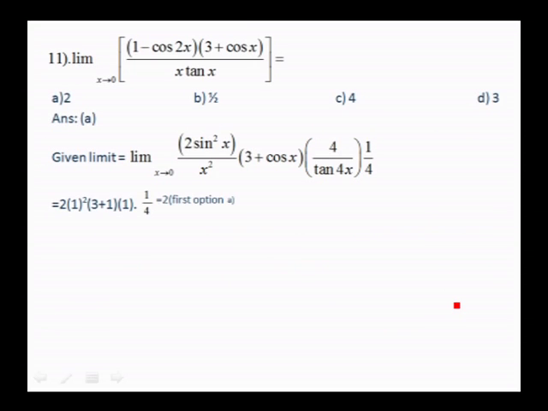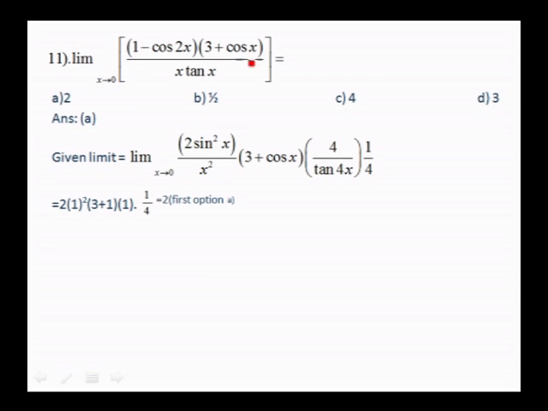Coming to the problem number 11, it is limit x tending to 0 of 1 minus cos 2x into 3 plus cos x over x tan x. So here, in the given limit, 1 minus cos 2x can be written as 2 sin square x over x square.